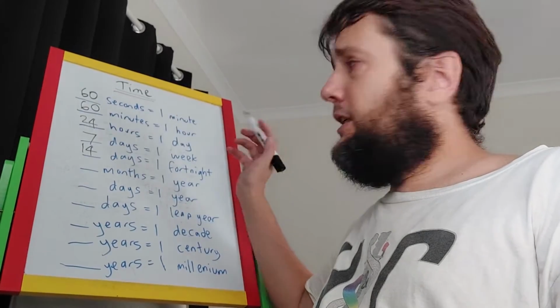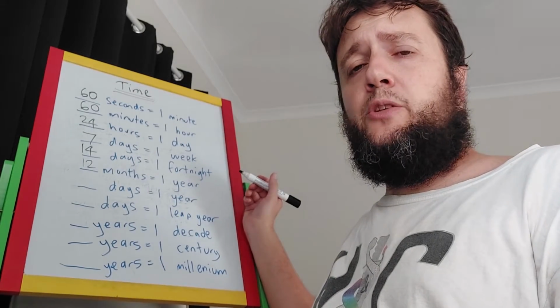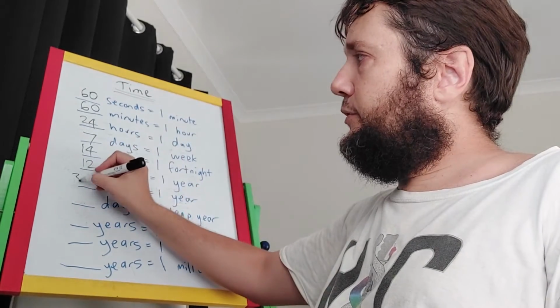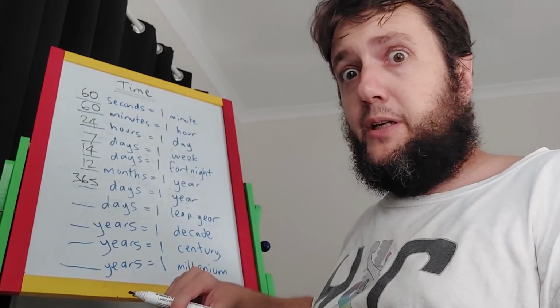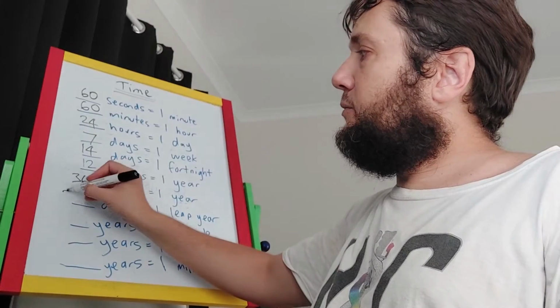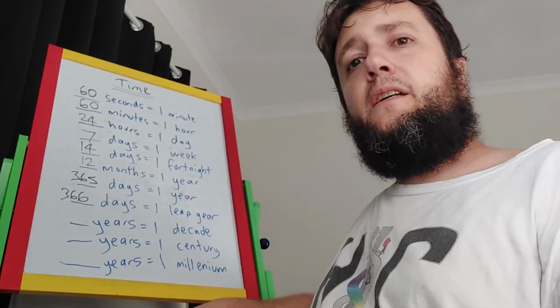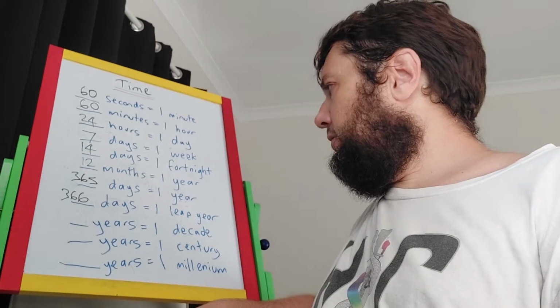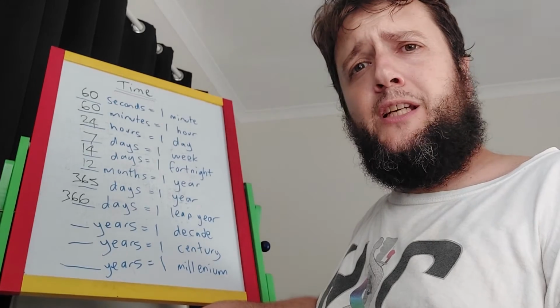How many months have we got in a year? 12. How many days do we normally have in a year? 365. But every so often we have a special event. We have a leap year, which is 366 days. And the ones you might hear of a little less often, you're only 1.5 decades into your life.